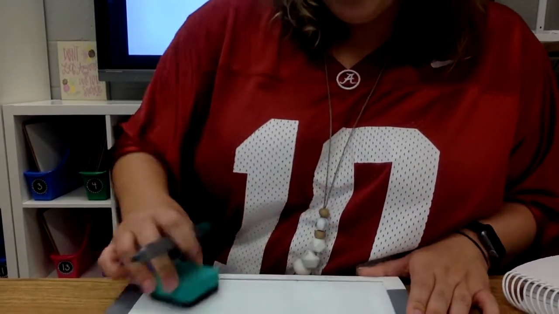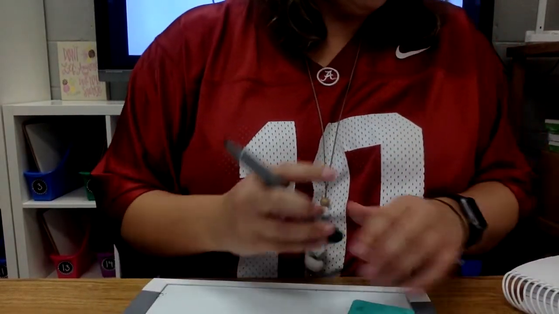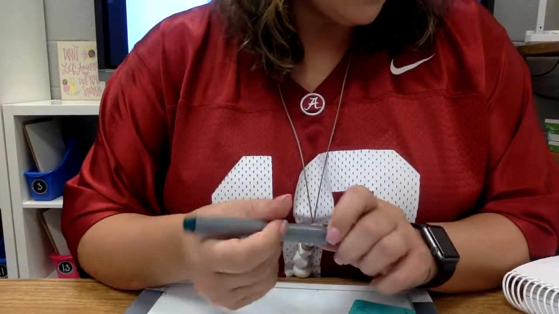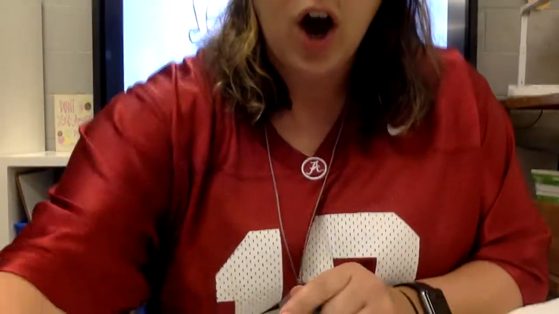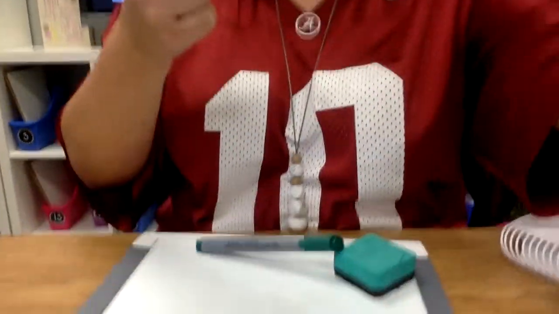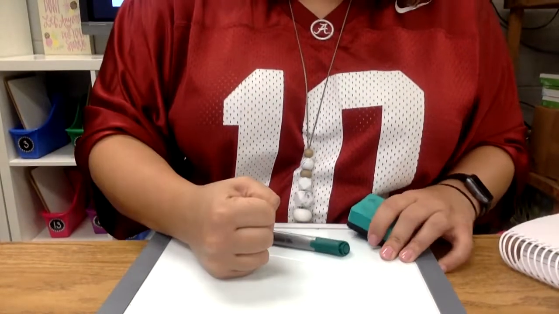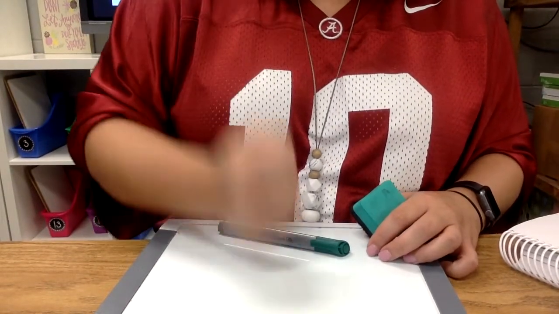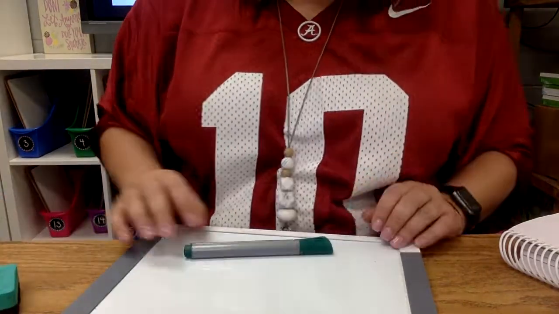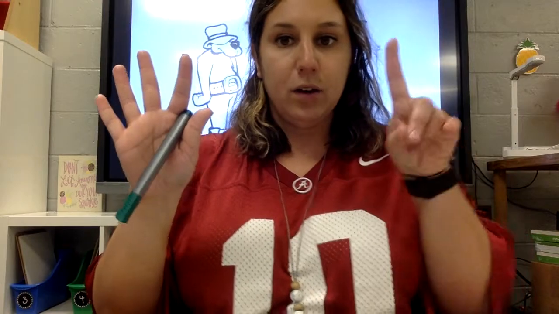The next sentence I want you to try on your own, okay? The sentence is, I see gum on the rug. So let's pound it. I see gum on the rug. All right, go ahead and pause my video and write the sentence. I see gum on the rug.